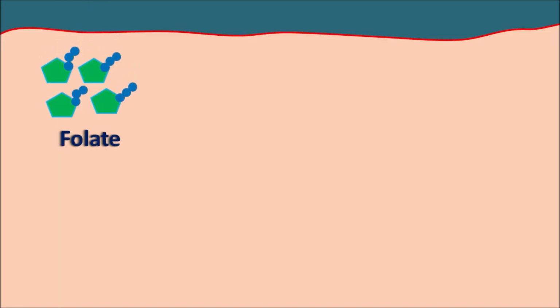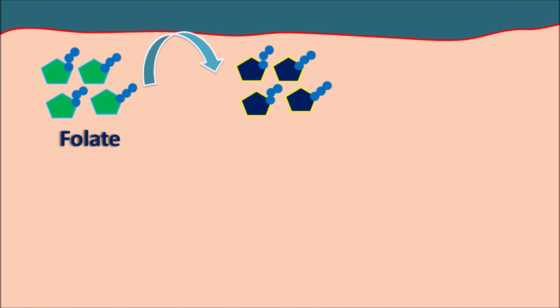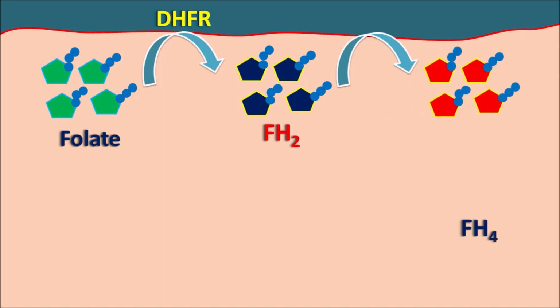Now let us see how folate is going to be incorporated in the thymidine synthesis. Folate is initially converted into dihydrofolate by one of the enzymes, dihydrofolate reductase. This enzyme is responsible for the conversion of folate to dihydrofolate, as well as this dihydrofolate is going to be converted into tetrahydrofolate, FH4, in the polyglutamate form by the same enzyme DHFR, dihydrofolate reductase. In this way, folic acid can be converted into dihydrofolate.